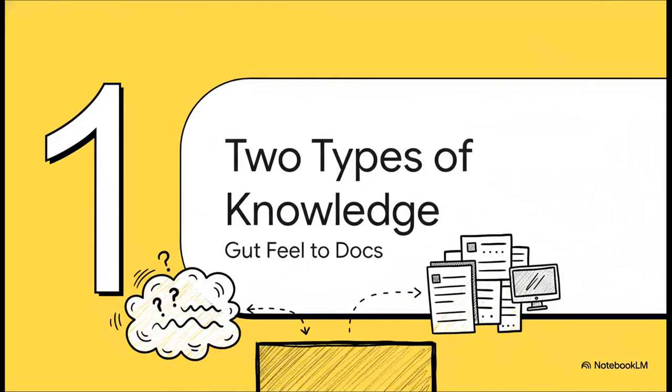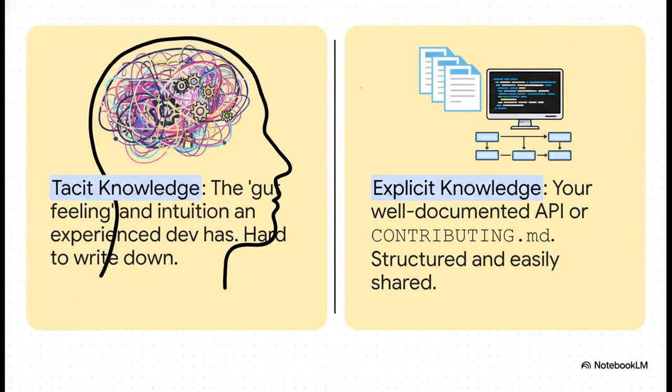Okay, first things first. We have to build a foundation here. To really get a handle on managing knowledge, we need to understand the two main ways it exists in any software project, period. On one side, you have what's called tacit knowledge. This is the magic stuff, right? It's that senior dev's gut feeling for where a bug is probably hiding. It's the intuition, the experience. It's super powerful, but it's also incredibly hard to write down.